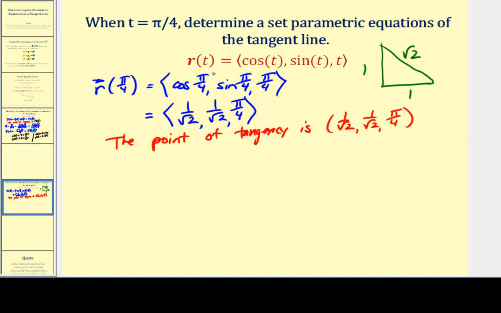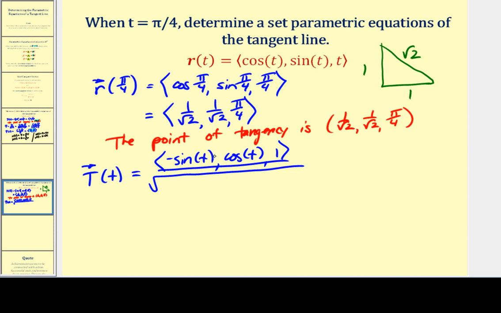Now let's go ahead and determine the unit tangent vector valued function. So we're going to find the derivative of r and then divide by its magnitude. So derivative of cosine would be negative sine t. Derivative of sine t would be cosine t. Derivative of t would be 1. We're going to divide by the square root of negative sine t squared would be positive sine squared t, plus cosine t squared would be cosine squared t, and then 1 squared would be 1. Remember that sine squared plus cosine squared is equal to 1, so we can simplify this.